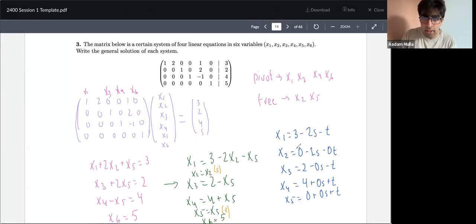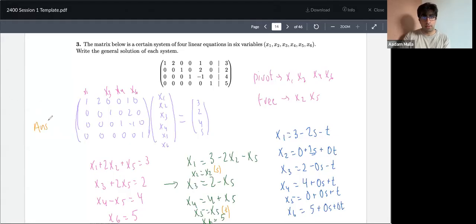Oh, sorry, x2 should not be minus 1s. It should be plus 1s because x2 should equal s. So this should be a positive 1 here, and this can be plus 0t as well. I don't know why I wrote that wrong. x2 should equal 0 plus 1s plus 0t. And lastly, x6 is just equal to 5. The reason I wrote it like this is so it's very clear when you want to turn it into vector form, the vector answer. I'll write it here on the side.